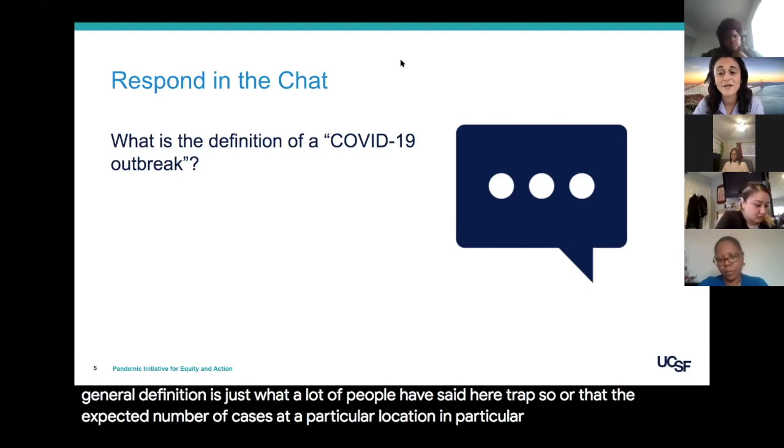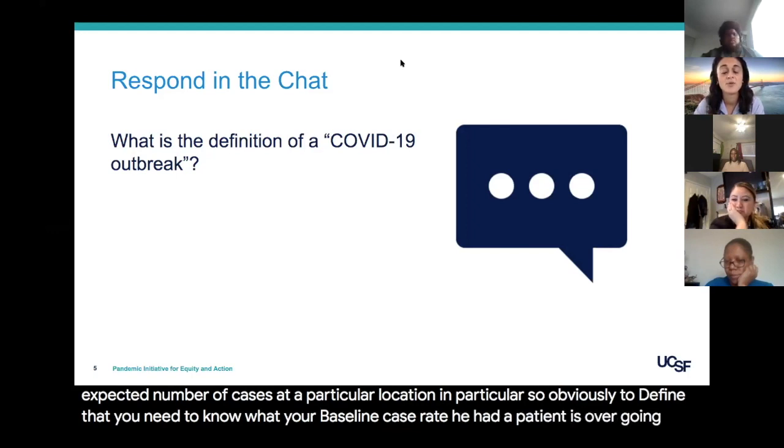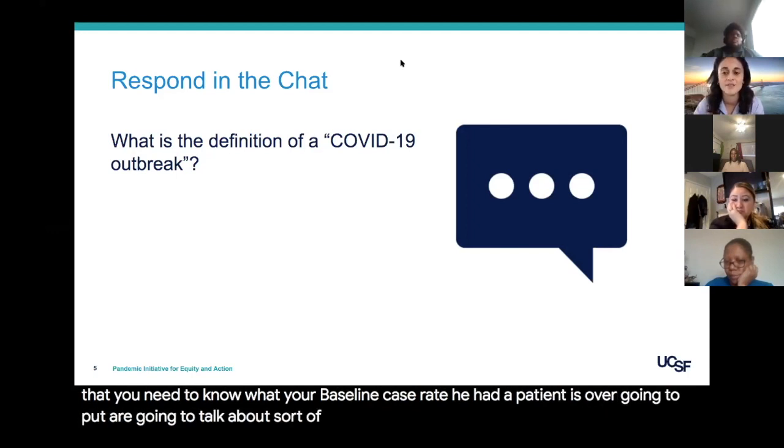And so obviously to define that, you need to know what your baseline case rate of a particular disease at a particular location is. But we're going to talk about the general definition of a COVID-19 outbreak. And if you can move on to the next slide.